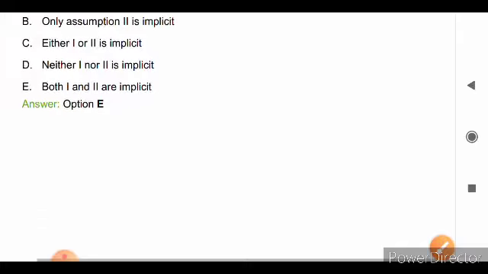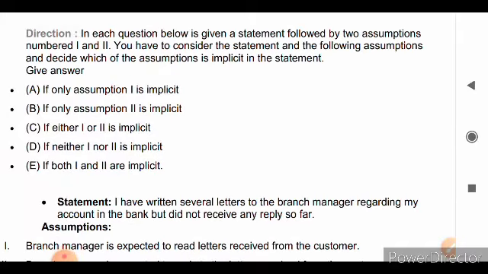Next question is direction for question. In each question given below is given a statement followed by two assumptions numbered 1 and 2.